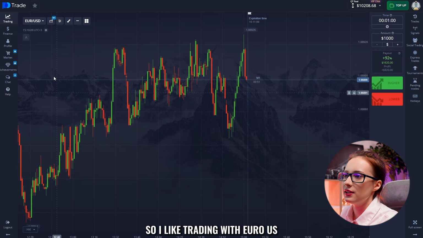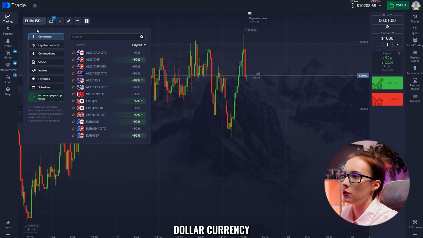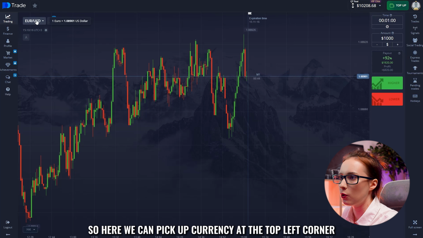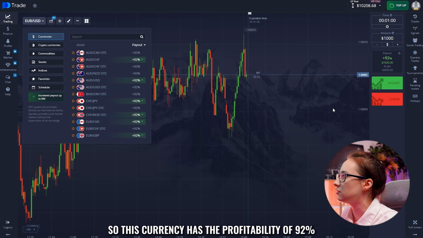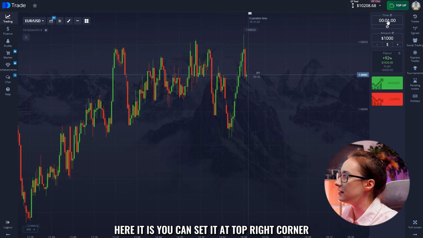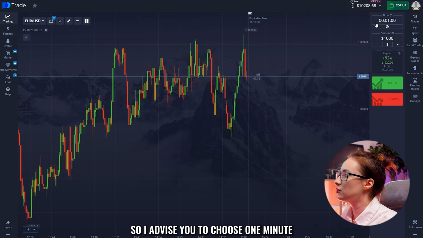So I like trading with the euro, US dollar currency. Here we can pick a currency at the top left corner. This currency has a profitability of 92%. Next, I switch to expiration time. Here it is, you can set it at the top right corner. I advise you to choose 1 minute.